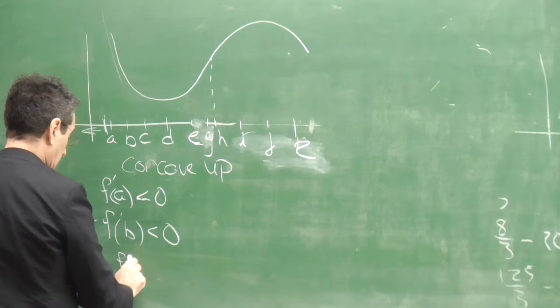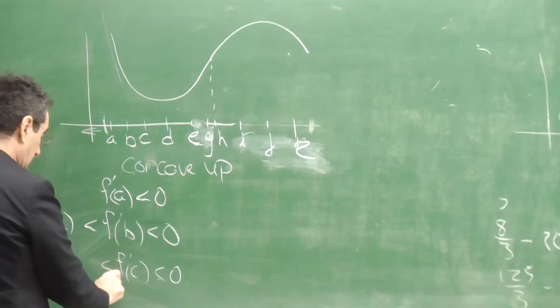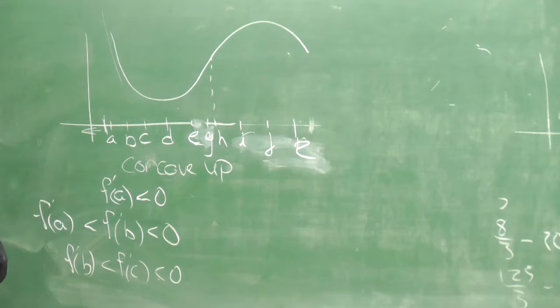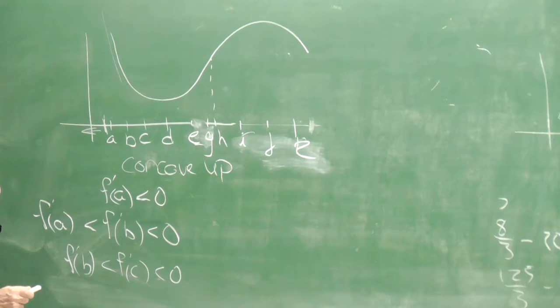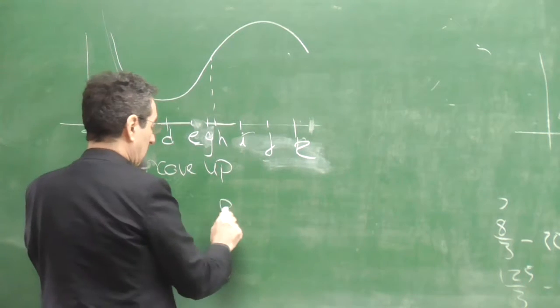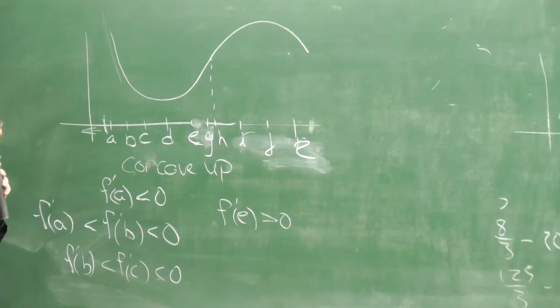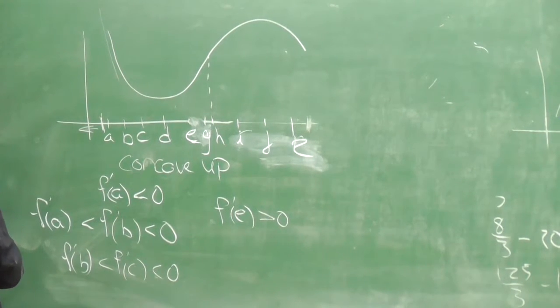Then what about at C? F prime of C is also negative, right? And that is less negative than B. Everyone agree? And then, of course, at D, it's flat. And how about at E? At E, f prime of E is positive, right? And f prime of G is also positive, and f prime of H is also positive. Okay, so everyone agrees with all these, right?